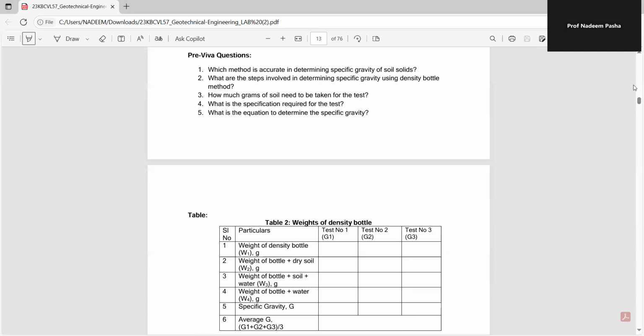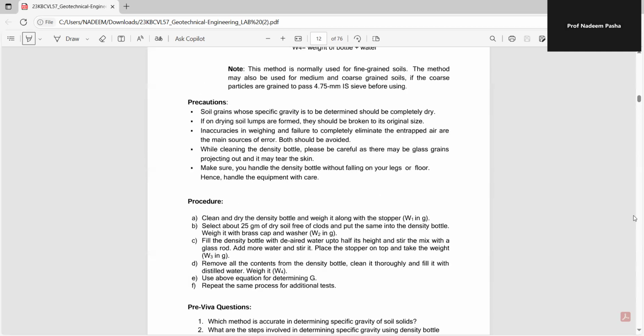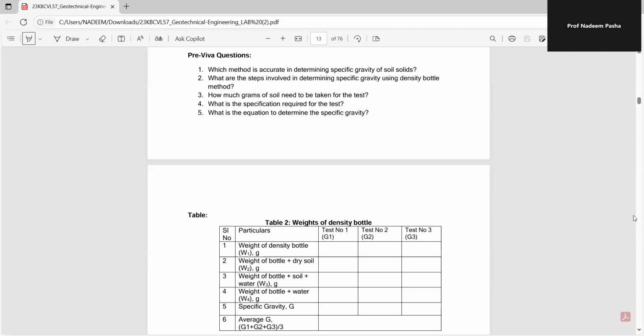Next, the fourth question: what is the equation to determine the specific gravity of solids? It is nothing but G is equal to (W2 minus W1) divided by ((W2 minus W1) minus (W3 minus W4)).